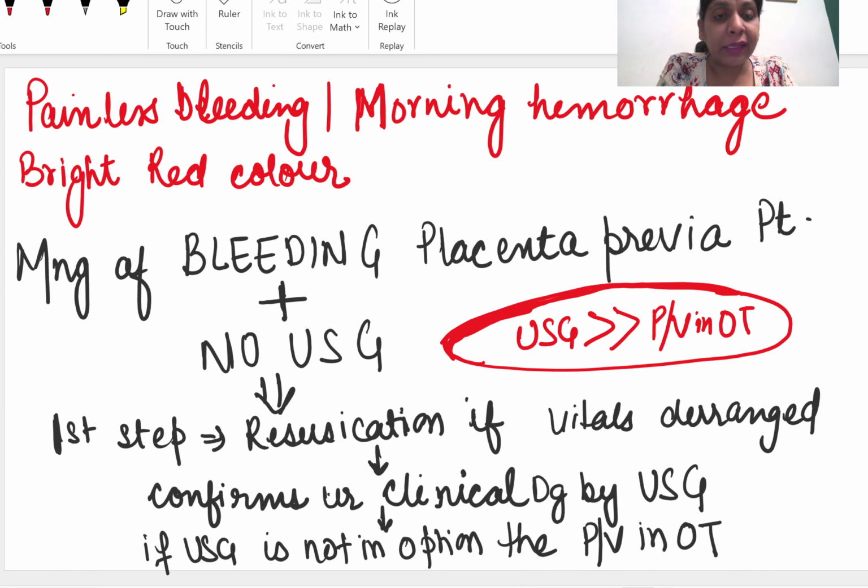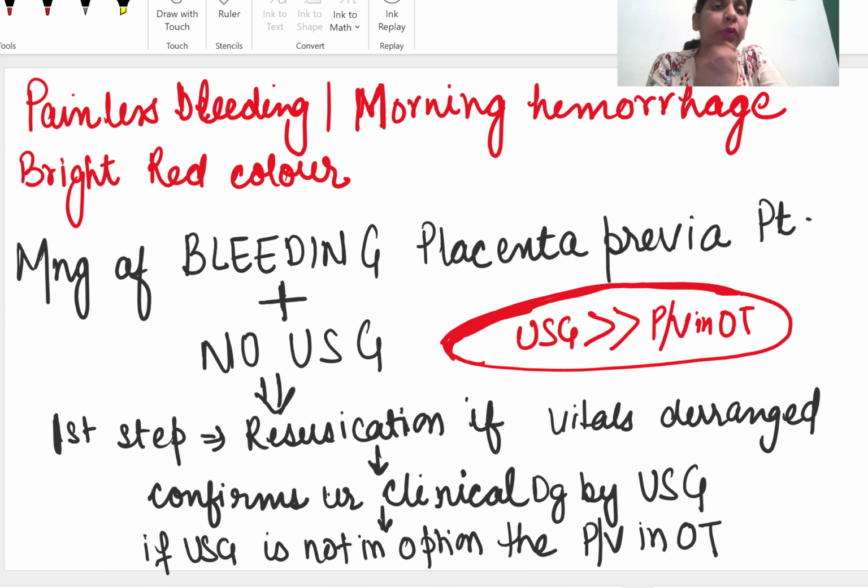Okay, and I'm telling you that PV can be done in OT, and we will feel the placenta. And if the placenta bleeds, then it is placenta previa, and simultaneously we will do the cesarean. Okay, we will prepare all the OT, the anesthetist will be there. Simultaneously, we can do the cesarean and we can make a diagnosis.